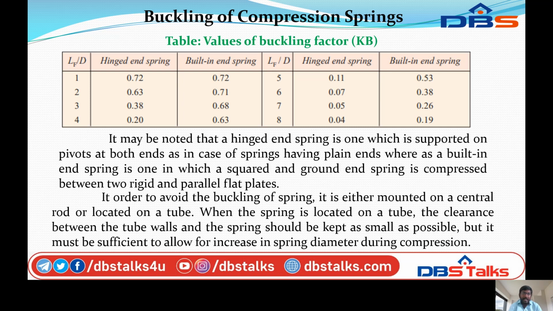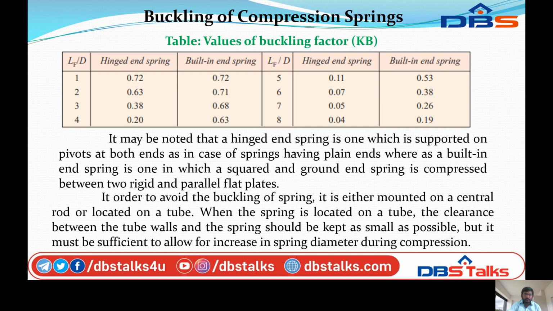0.53. Next, the sixth one is 0.07 for the hinged end and 0.38 for the built-in end. Next, the seventh one is 0.05 for the hinged end and 0.26 for the built-in end. Then the last one is 0.04 for the hinged end spring, and finally the built-in end spring is 0.19. So this is the tabular comparison of the values of the buckling factors for the hinged end spring and built-in end spring.